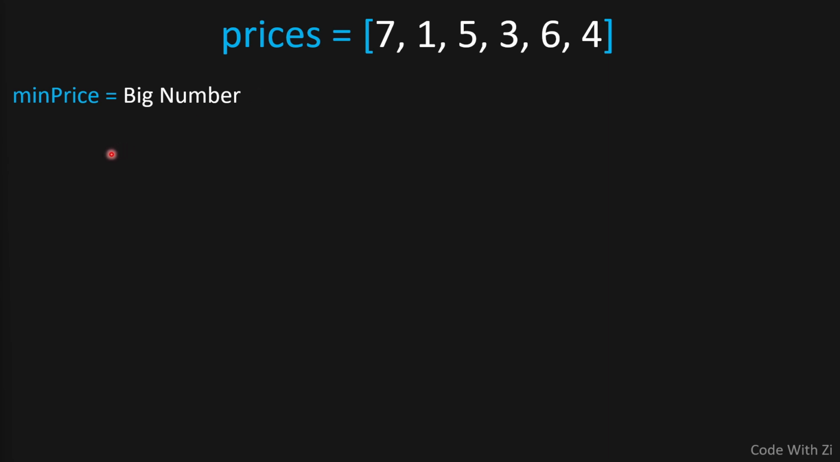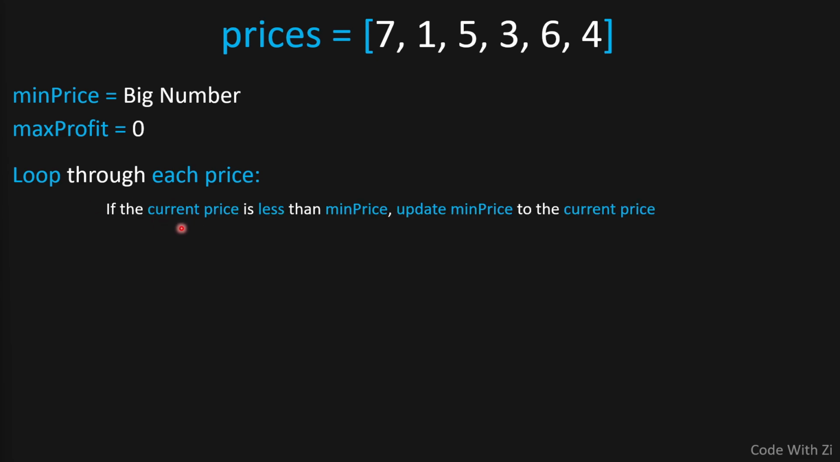And our last variable is gonna be max profit, and in the beginning it's gonna be 0, because as we saw, it said that if we can't make any profit, we gotta return 0. Okay, now that we have our two variables, our approach is gonna be that we're gonna be basically looping through this array that we have here, obviously, so we can actually access the values. So we're gonna loop through each price, and we're gonna say, if the current price that we're currently looping through is less than the minimum price, update the minimum price to be the current price.